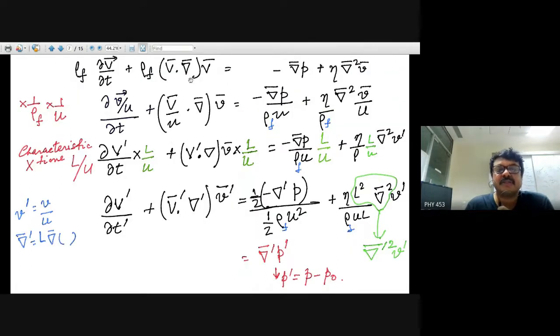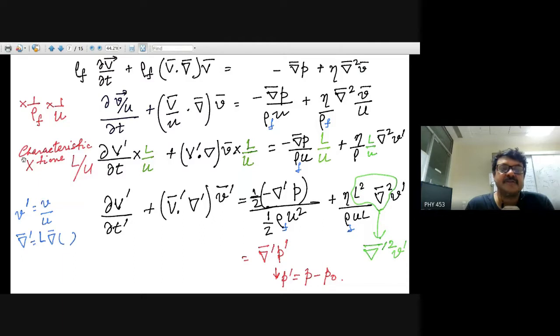So this is the Navier Stokes equation: rho f del v del t plus rho f v dot grad v equal to minus grad p plus eta nabla square v. What we're going to first do is divide this entire equation by rho f, the density. So we'll get a rho f here and a rho f here. And also by the characteristic velocity. So here you have v by u, right? And again here you have v by u. And here you have u, and here you have v by u again.